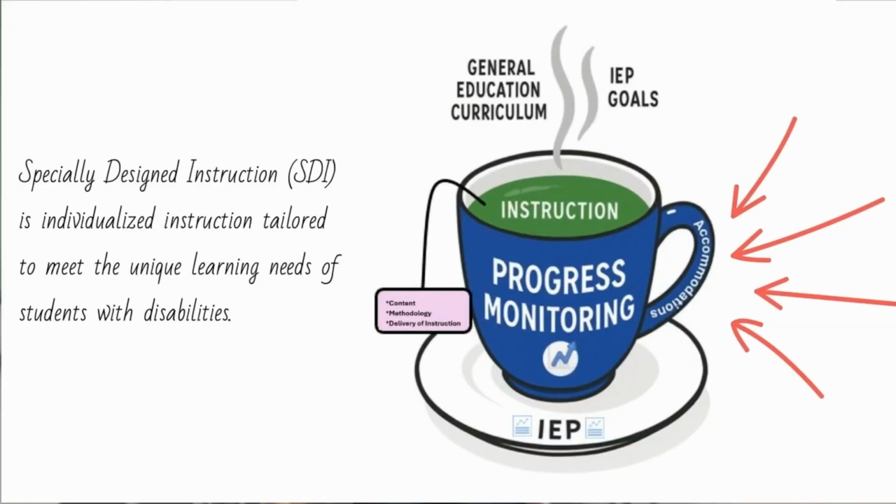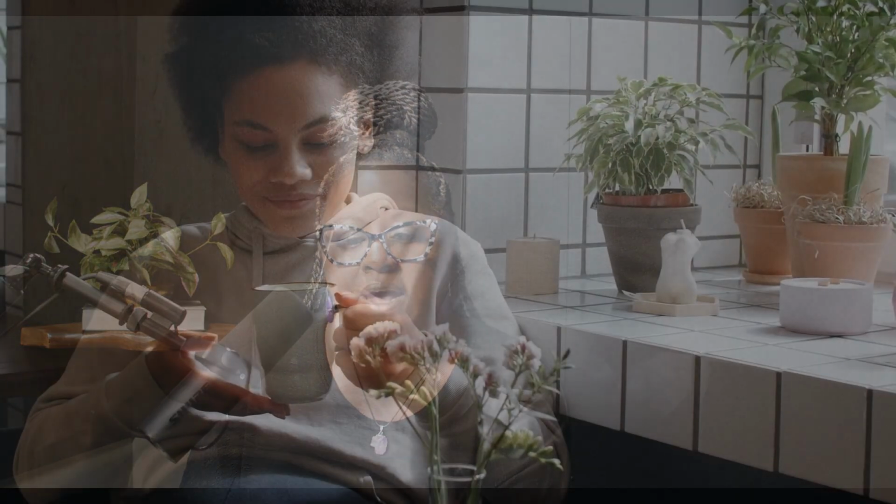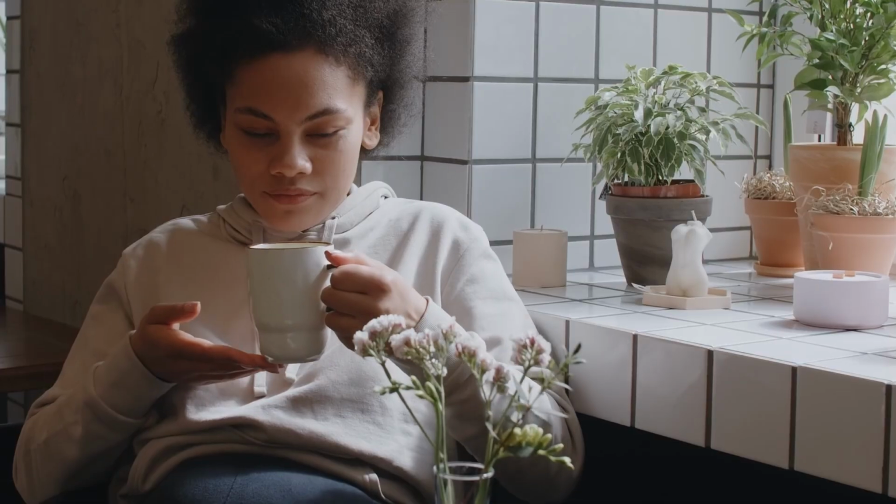Now, let's move to my favorite part of this analogy, the handle. The handle represents accommodations. I love this comparison because accommodations are incredibly important, but they're often misunderstood. Think about the handle on your teacup. The handle doesn't change the tea. It doesn't make the tea stronger. It doesn't make the tea sweeter. It doesn't change what's inside the cup at all. What it does do is it provides access. It allows someone to safely hold the cup and benefit from what's inside.